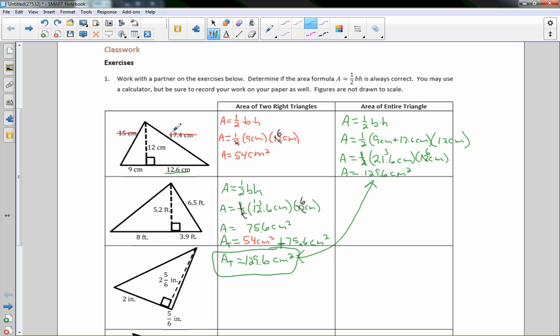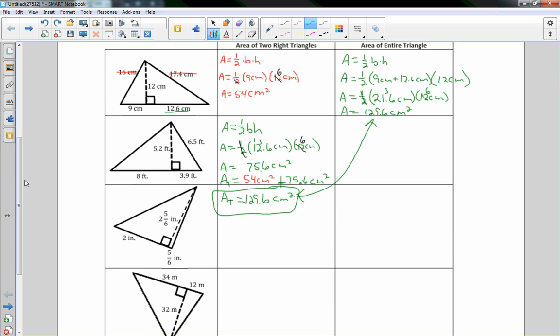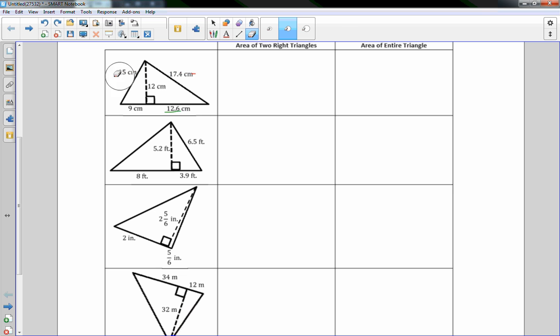So the area of the whole thing is equal to the area of its parts. Okay, so we're just going to keep doing these until we get the hang of this. So now I'm just going to erase everything we've done and do the next problem. Okay, so first, area of the two right triangles.